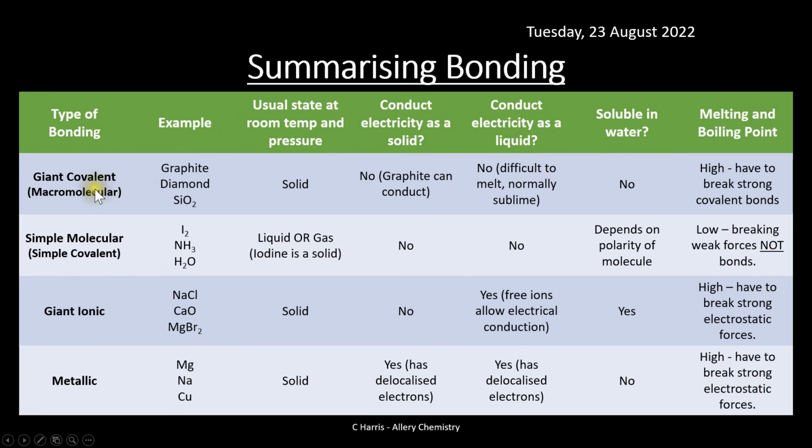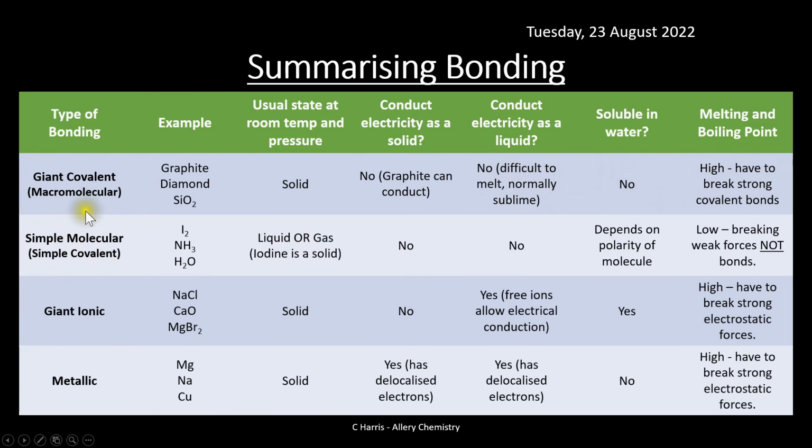You've got giant covalent, which are known as macromolecules. So these are graphite, diamond, and silicon dioxide. Obviously, they're normally solid. They don't conduct electricity, apart from graphite. They don't conduct electricity as a liquid either, as there are no ions moving there. They're not soluble in water, and they've really high melting points.